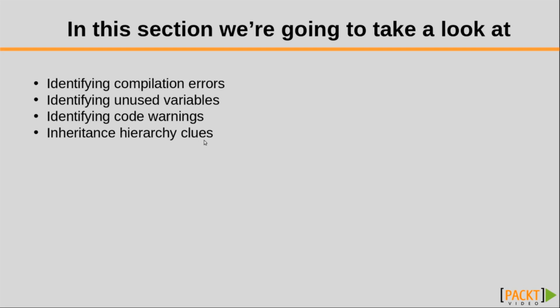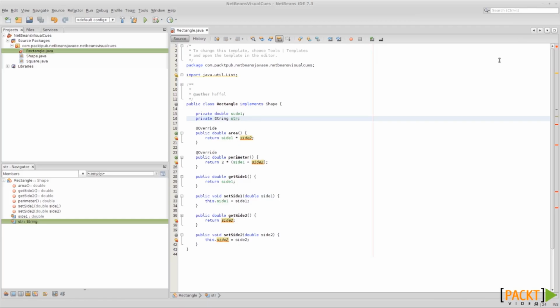And if we have warnings, those will be underlined with a yellow squiggly line. Also, inheritance hierarchy clues. That means that if we're working with a class that extends another class or that is extended by another class, we can see which methods we are overriding from the parent and which methods are overridden in child classes. So let's take a look. Here's a very simple Java project.